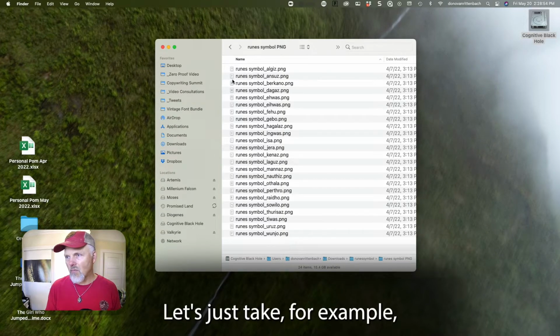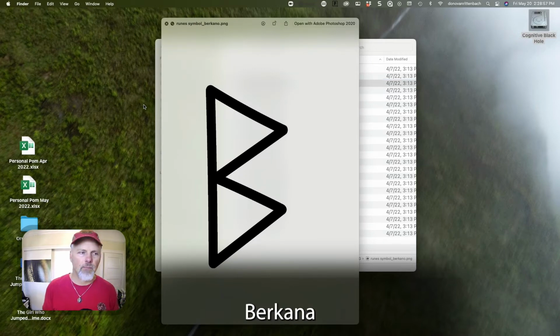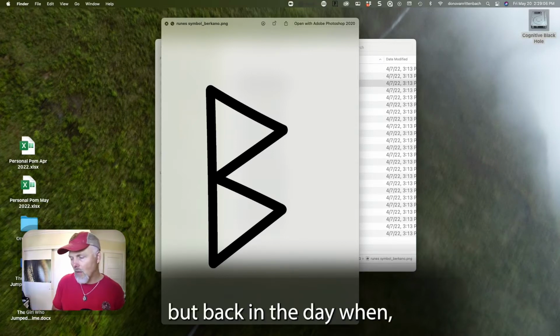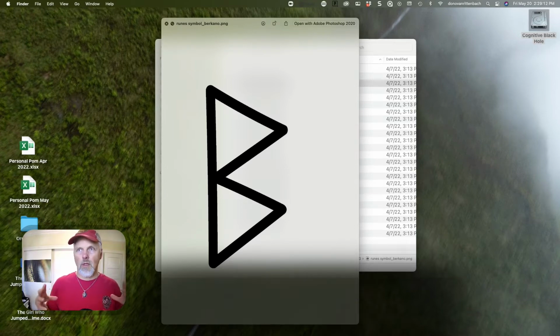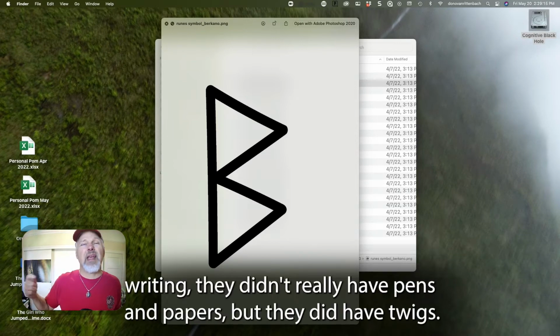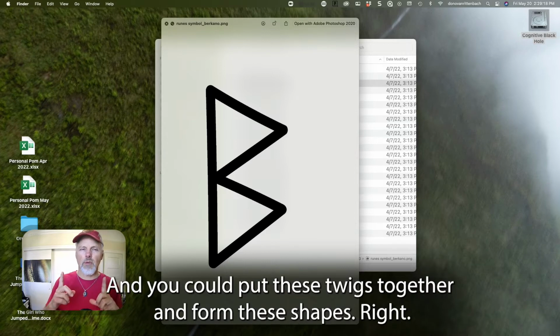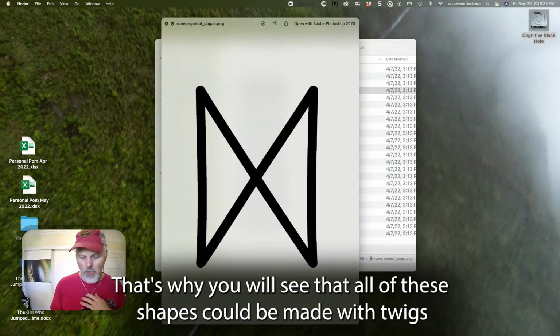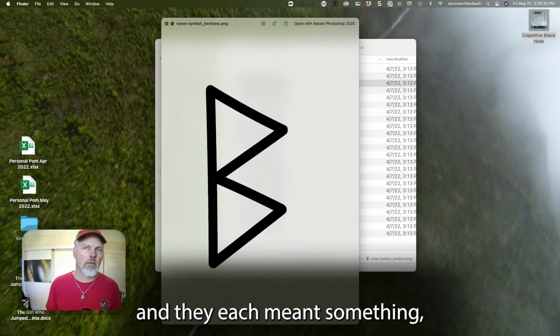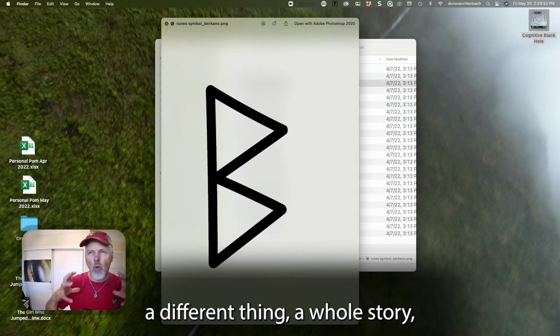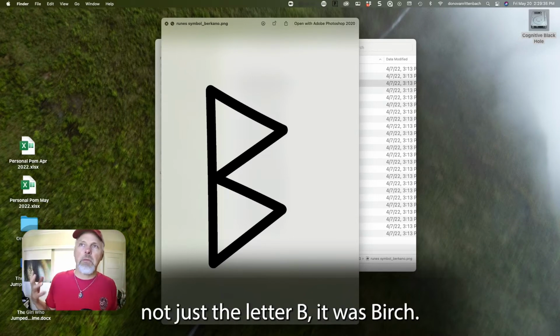Let's just take, for example, Bracano. So Bracano has become the letter B, but back in the day when the Vikings or the Nordic people were writing, they didn't really have pens and paper, but they did have twigs, and you could put these twigs together and form these shapes, right? That's why you'll see that all of these shapes could be made with twigs. And they each meant something, right? A different thing, a whole story, not just the letter B.